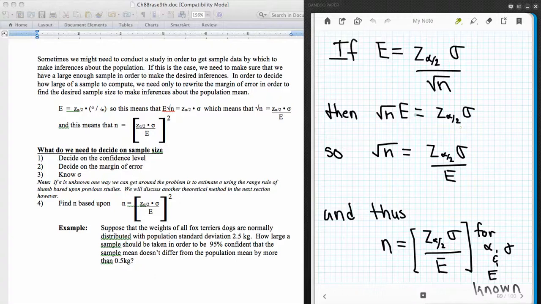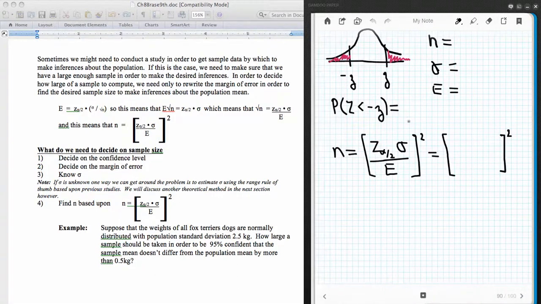So you see I multiplied both sides by the square root of n, then I divided both sides by e, and then I squared both sides, and that is what gave me my formula for n from my margin of error formula. So this is for a known alpha, a known sigma, and the margin of error being known. In other words, we're going to set it up that way. So we're going to go ahead and work this for the following example.